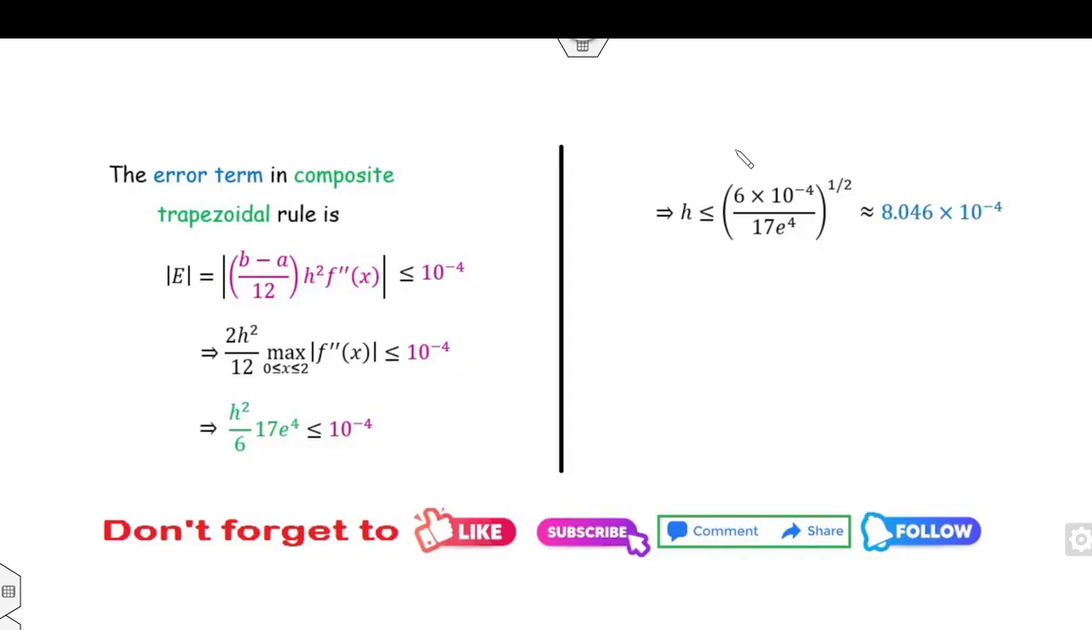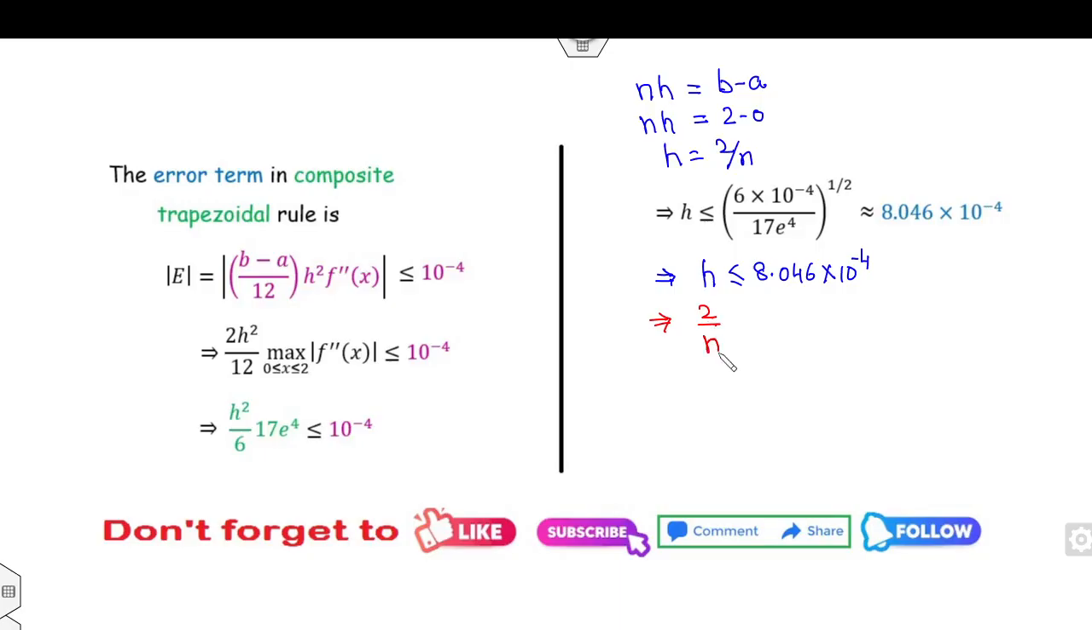Fine. Now another thing is your target is to find the value of h. I can say h is less than or equal to 8.046 into 10 raised to power minus 4. Now what is the nh? b minus a. b minus a is my 2. Fine. So h is my 2 over n. I can substitute the value of the h here. It's 2 over n is less than or equal to 8.046 into 10 raised to power minus 4.